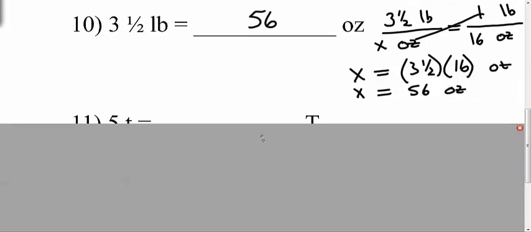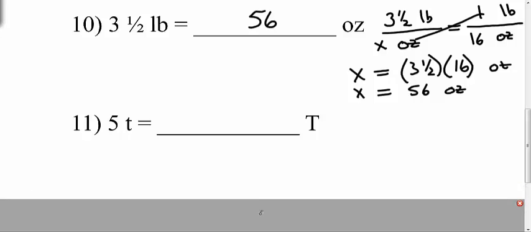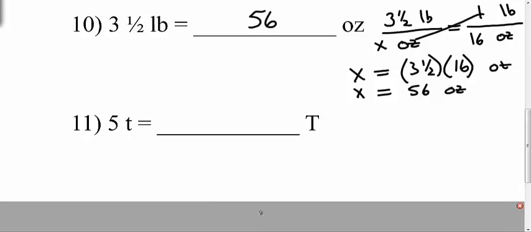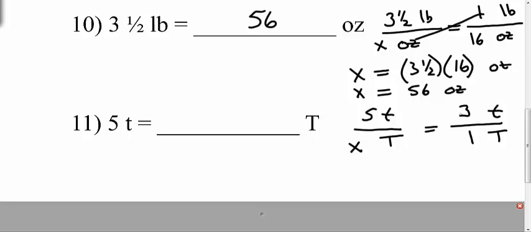I believe we have a couple more problems. Another teaspoon and tablespoon. This time we're converting from teaspoons to tablespoons. So we have 5 teaspoons is how many tablespoons? Keep them in the same order. Teaspoons in the numerator, tablespoons in the denominator. We know 1 tablespoon is 3 teaspoons.